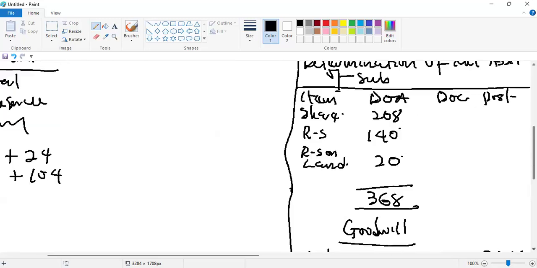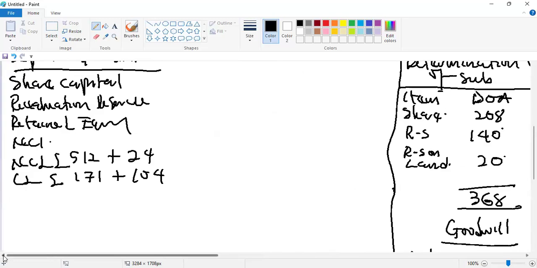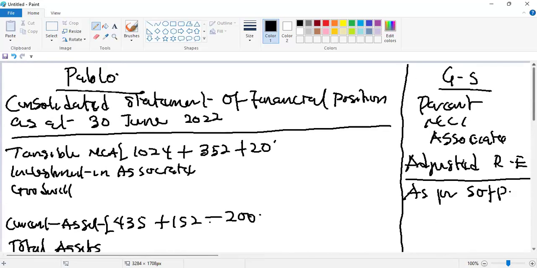Pension is a non-current liability, so I'll go to non-current liabilities and add 12 to it. That is it. Any question? That is the end of the question.